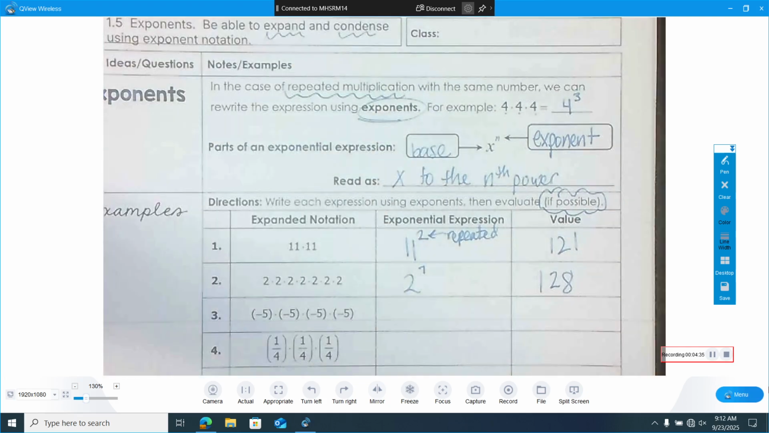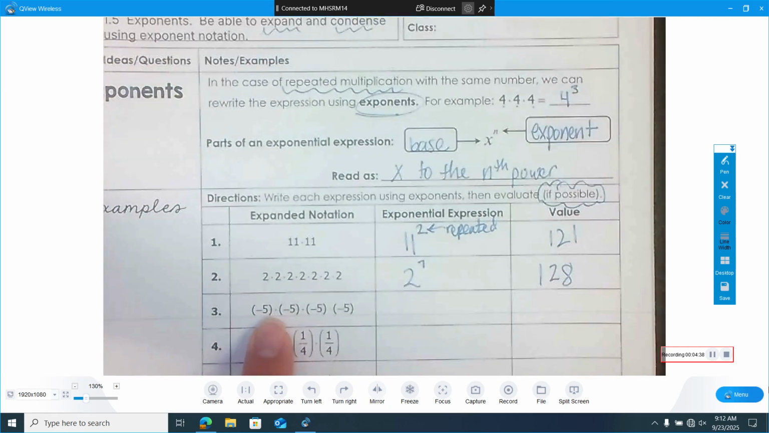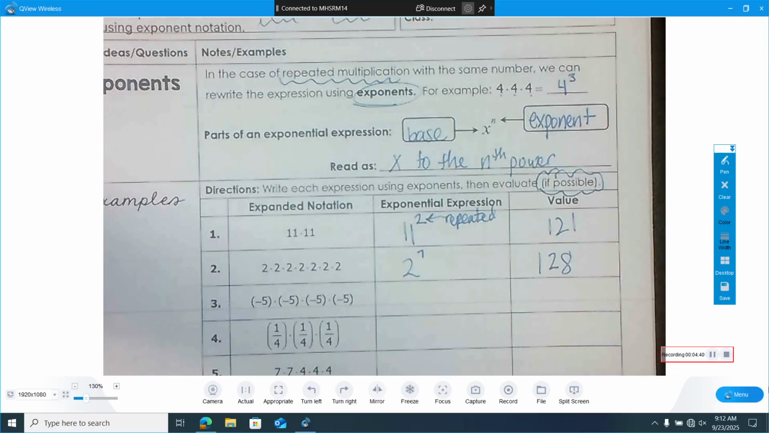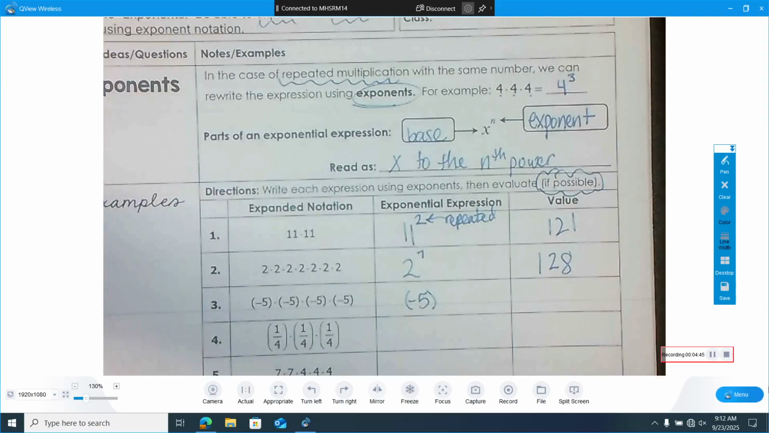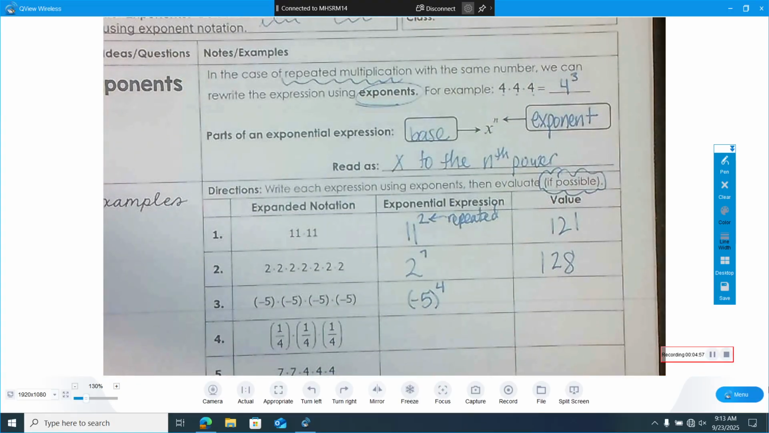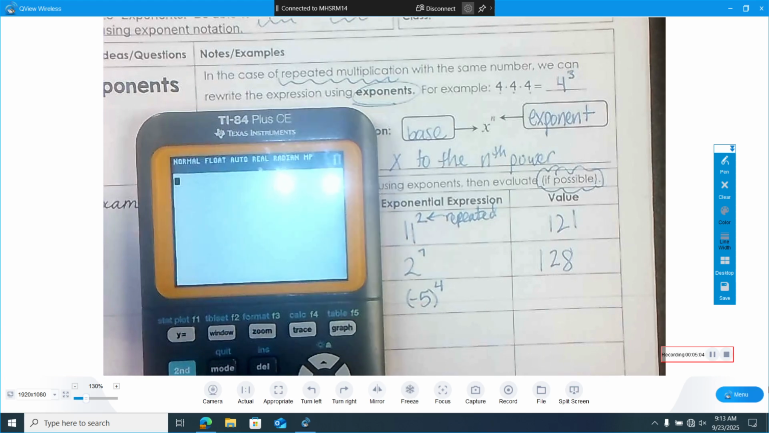Okay, great. Number 3, what is the base? -5. You'll notice I put it in parentheses. I'm going to keep it in parentheses. It's very, very important. -5 is being repeated. How many times is it being repeated? 4 times. Now, we're going to put this into our calculator. Should you use the parentheses? Absolutely. So parentheses, -5 caret to the 4th power.